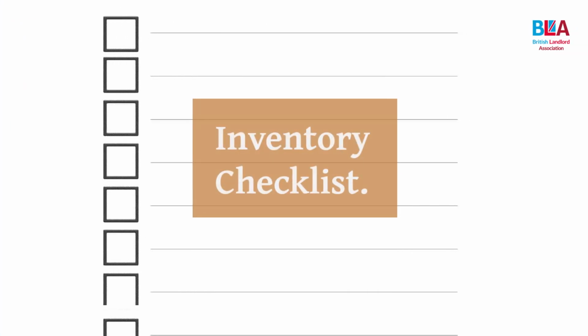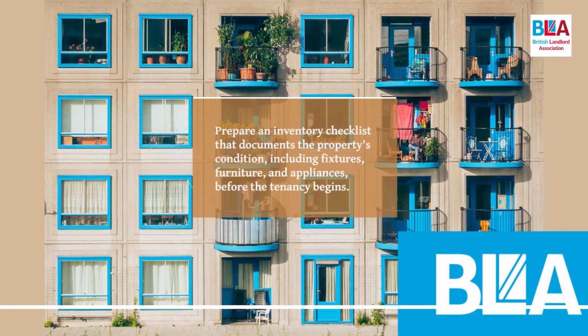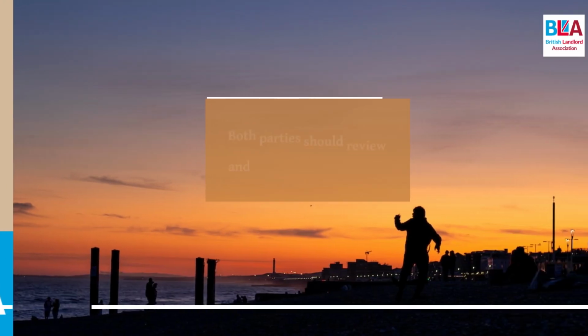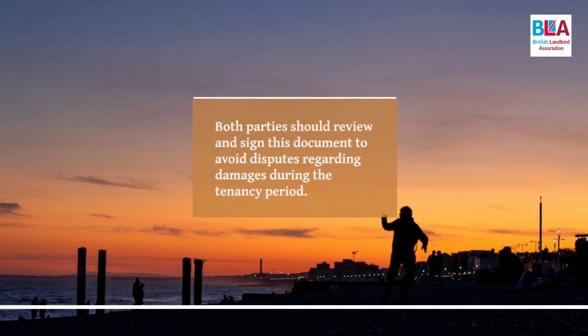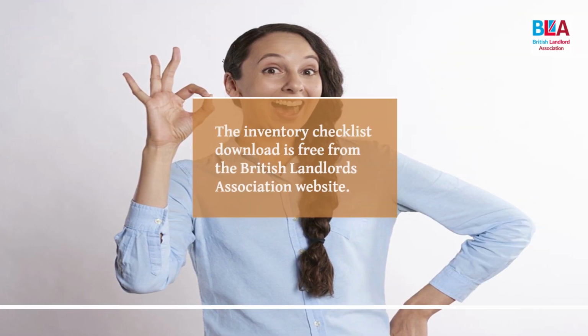Inventory checklist. Prepare an inventory checklist that documents the property's condition, including fixtures, furniture, and appliances, before the tenancy begins. Both parties should review and sign this document to avoid disputes regarding damages during the tenancy period. The inventory checklist download is free from the British Landlords Association website.